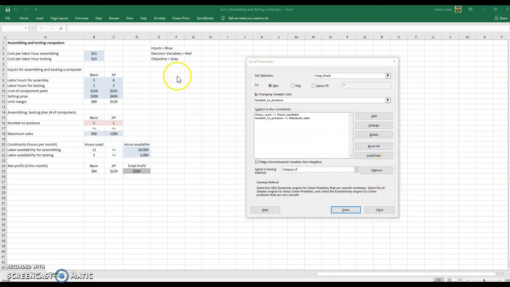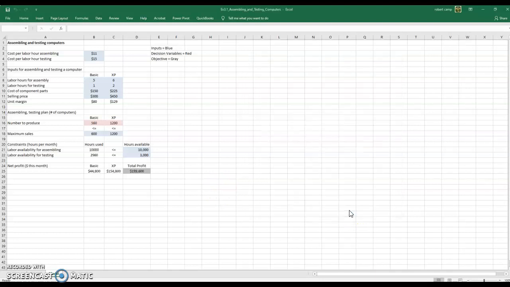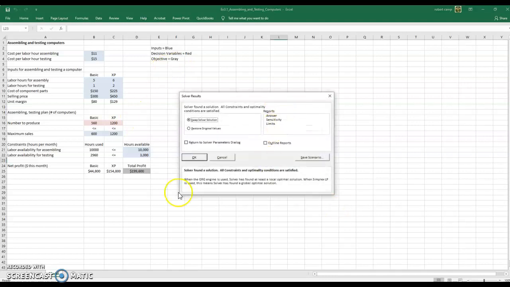All right, so now we're back. We've set up our solver. We've got everything ready to go. And so we're just going to hit the button that says solve. And then it runs through, and then we get our happy box. And it's happy because it says it found a solution. All constraints and optimality conditions are satisfied. That's wonderful. That's exactly what we want.